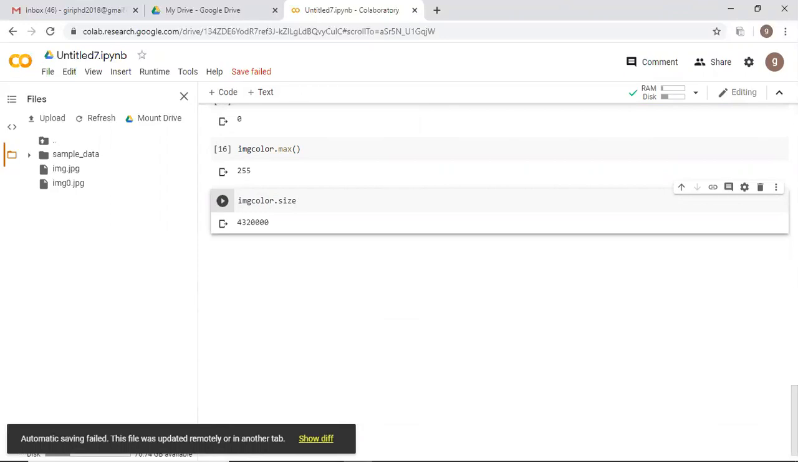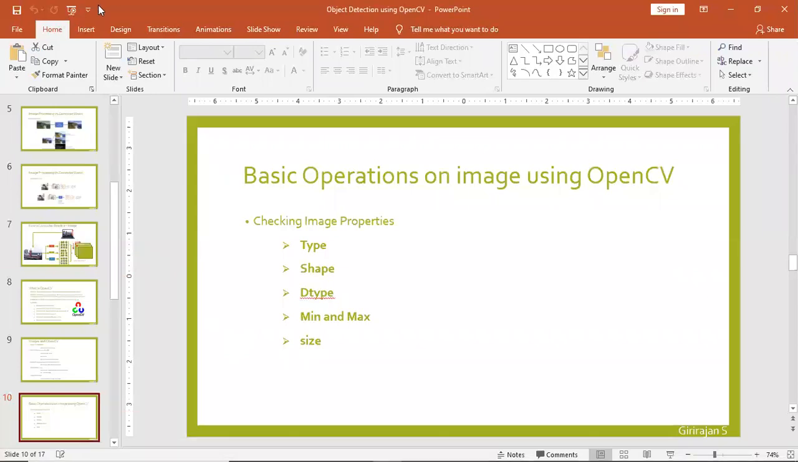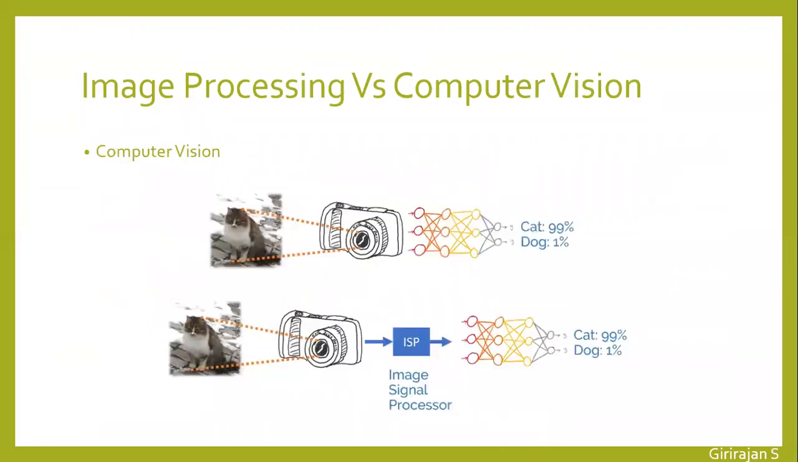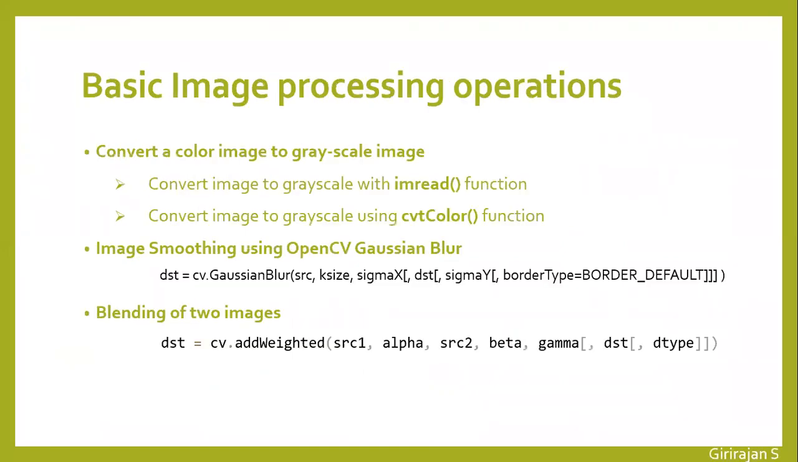Okay, so the next thing is, let's go back to our slide. Till now we have covered some basic operations on images in OpenCV. The next slide is basic image processing operations. First, convert a colored image to a grayscale image. We already saw the cvtColor function to convert from BGR to RGB. The same function can be used to convert a colored image to a grayscale image, and we can also convert an image to grayscale with the imread function. Using the imread function, we can directly change the colored image into a grayscale image.